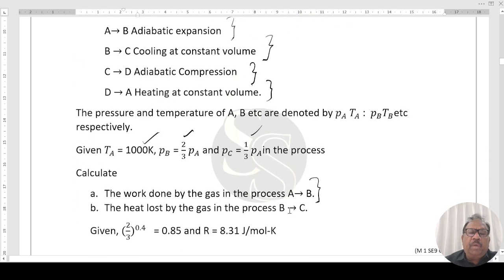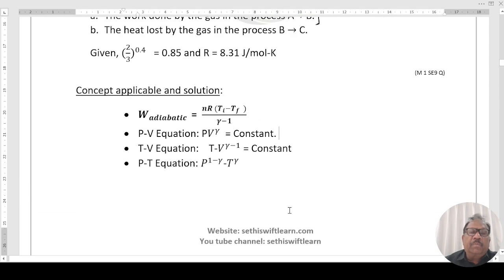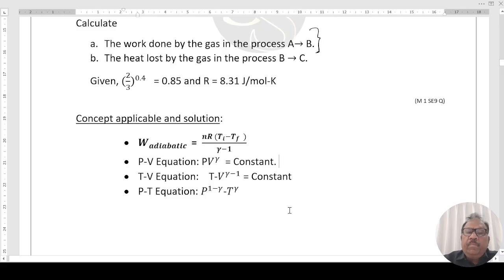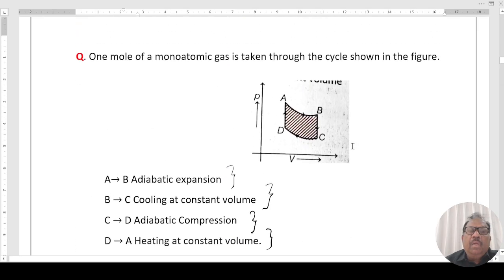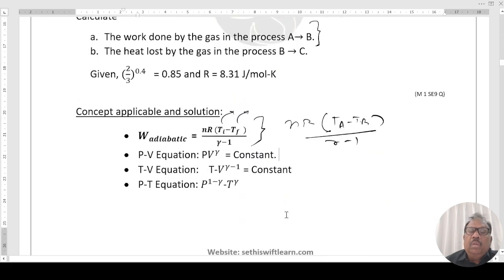Adiabatic, it is the case of adiabatic expansion. In adiabatic expansion, work done is given by nR(Ti minus Tf), initial temperature minus final temperature. That is nR(Ta minus Tb) upon gamma minus 1. Here n is given to you, 1 mole.